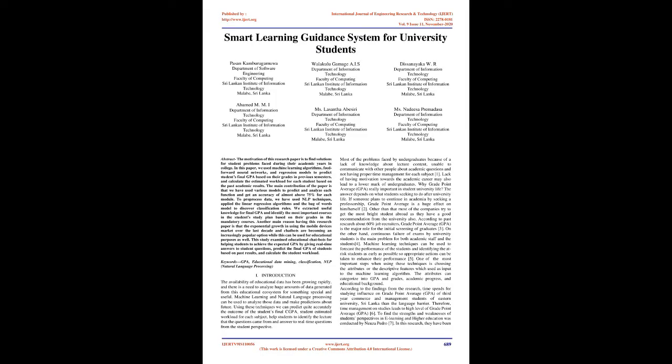college. In this paper, we used machine learning algorithms, feed-forward neural networks, and regression models to predict students' final GPA based on their grades in previous semesters, and calculate the estimated workload for each student based on the past academic results. The main contribution of the paper is that we have used various models to predict and analyze each function and get an accuracy of almost above 75% for each module.